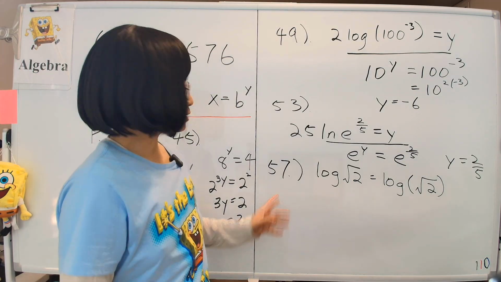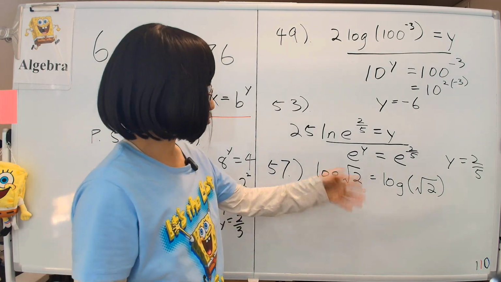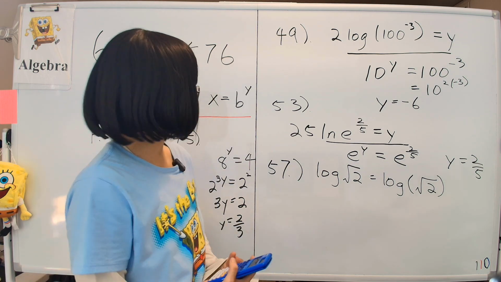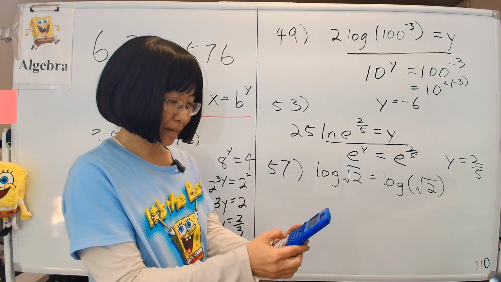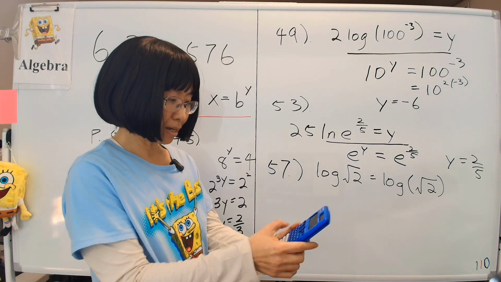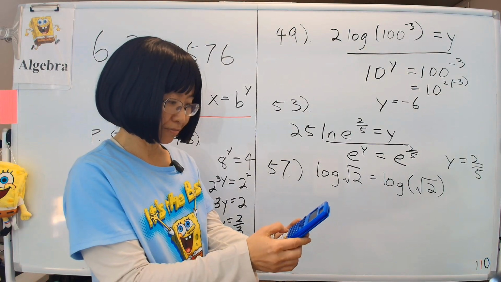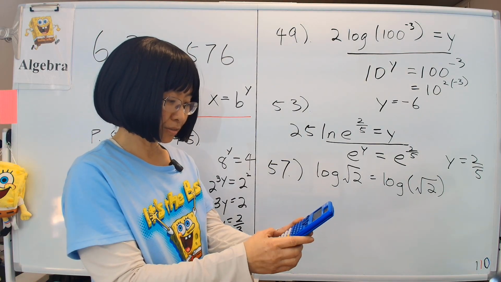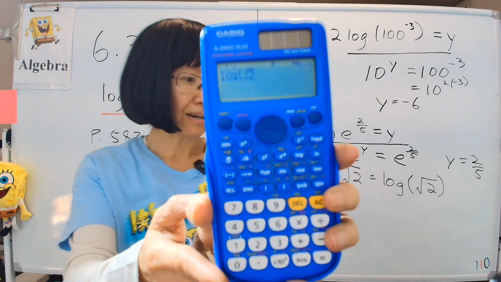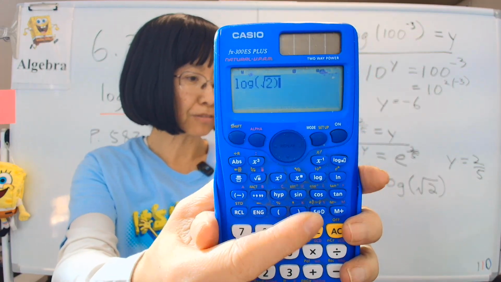So next, let's look at problem 57, log square root of 2. We just have to punch it into the calculator. So let's do that, okay? So I push in log. Oops, I need to turn my calculator on first. Log square root 2. Okay, I punched in 3 buttons. Log square root 2. We'll push in close parentheses.